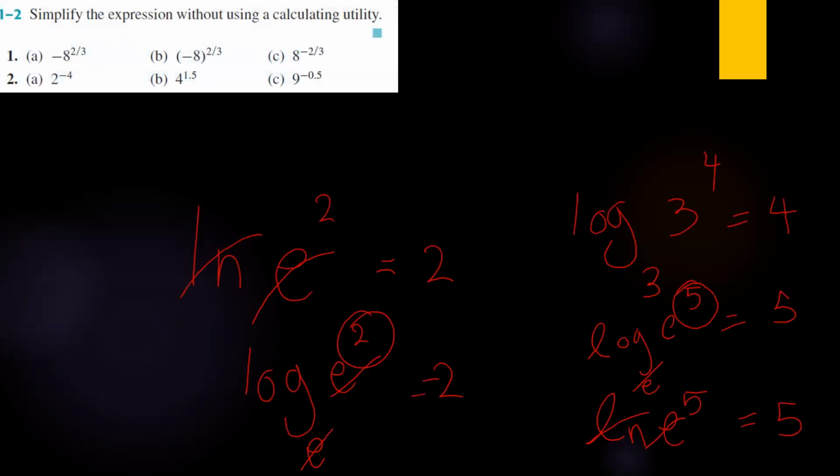Let's now solve these questions here. Simplify the expression without using a calculating utility. Here, negative 8 to the power 2 over 3. It is negative 8 to the power 2 over 3. How can I write it?